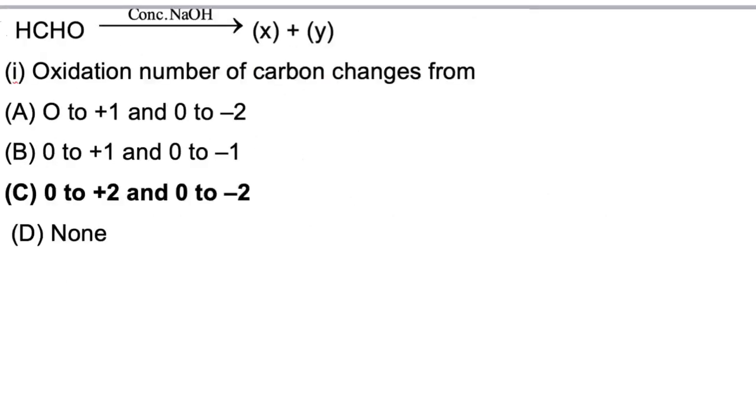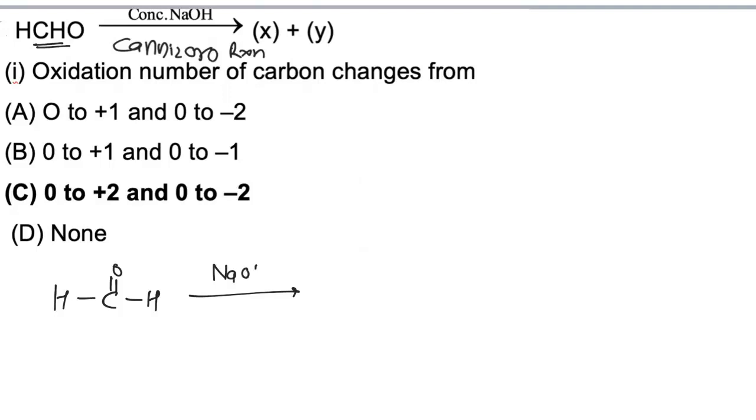In this question, we have to identify the change in oxidation state of carbon when formaldehyde is treated with concentrated NaOH. Now this is an example of Cannizzaro reaction. When formaldehyde is treated with concentrated NaOH, formaldehyde will be converted to formic acid, the sodium salt of formic acid, plus one equivalent of methanol is formed during the reaction.